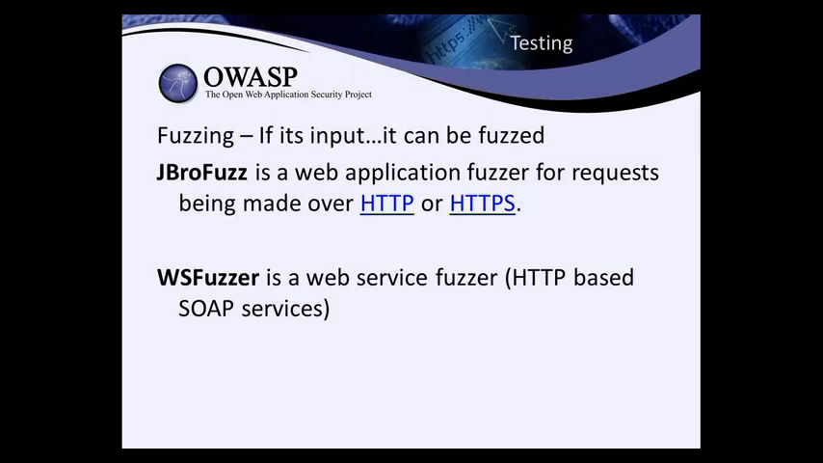JBroFuzz is a fuzzing tool that is a web application fuzzer. And different fuzzing tools are good for fuzzing different protocols, different inputs. WSFuzzer is a web service fuzzer. What do these two tools have in common?